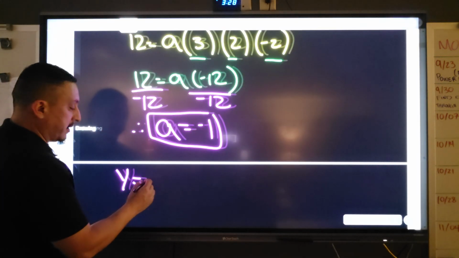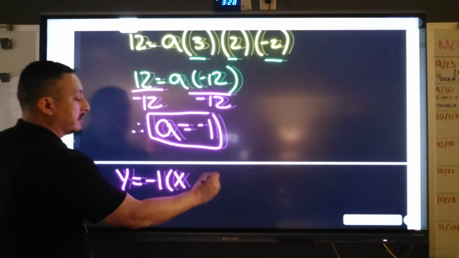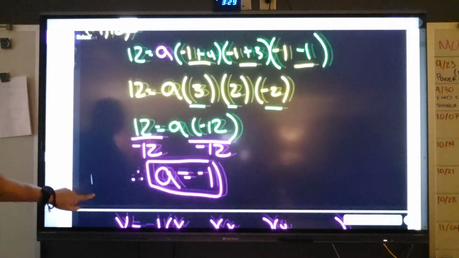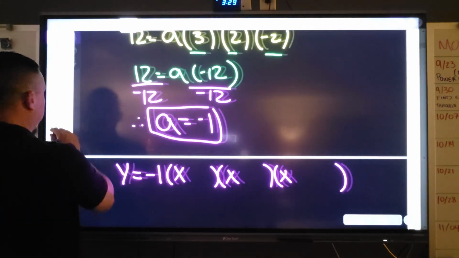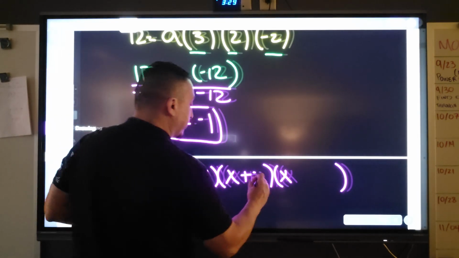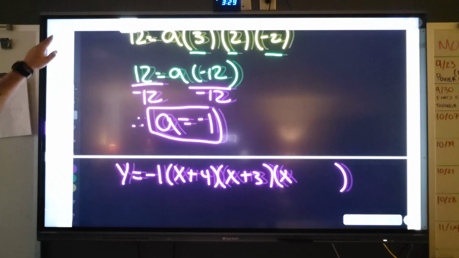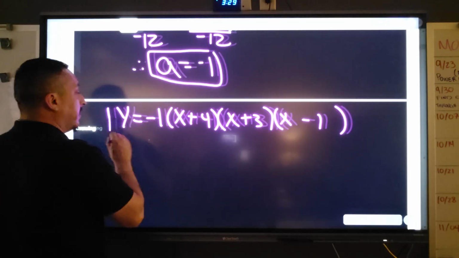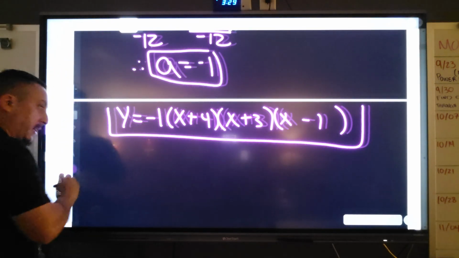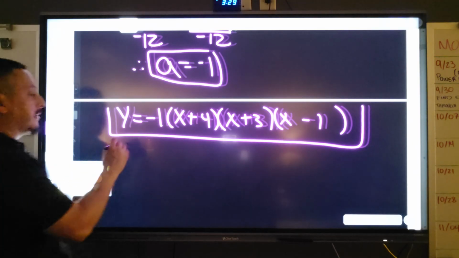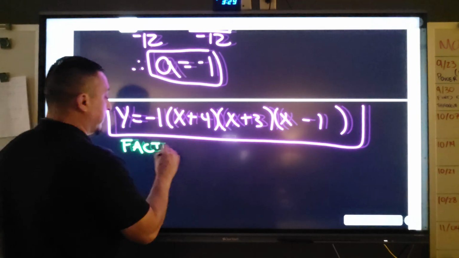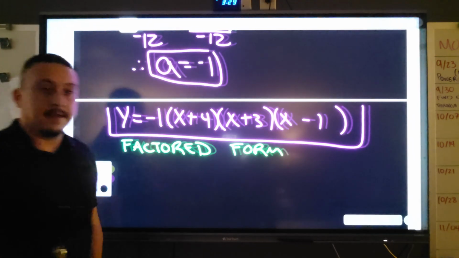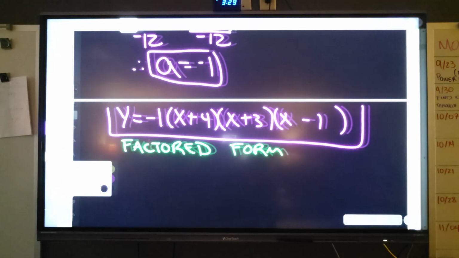Y equals -1, x. I'm having trouble fitting all this on here, but it's x plus 4 plus 3. What's the last one? -1. Okay, right here, that's the goal. That's called factored form. That's the equation. That's the whole purpose of doing this.